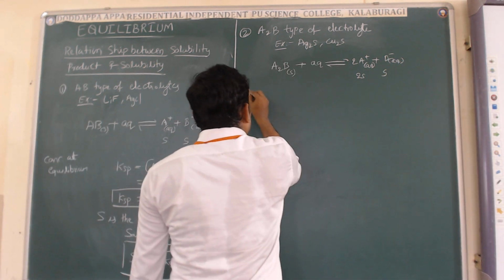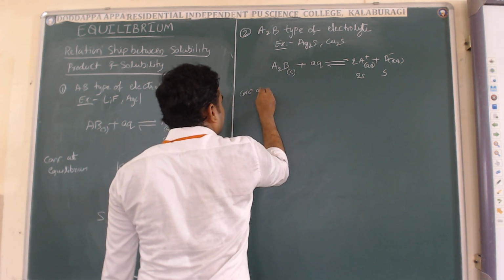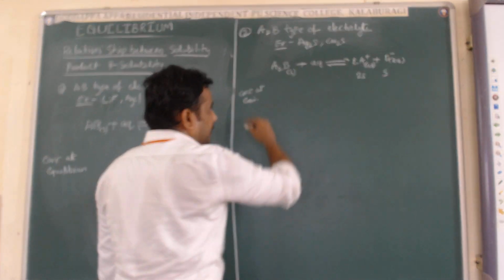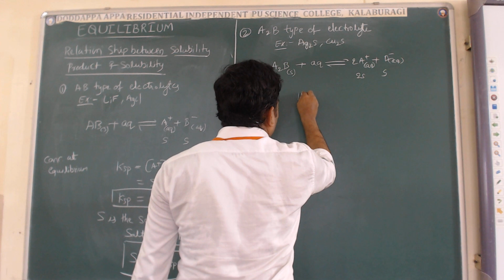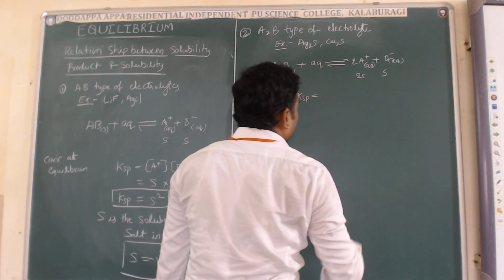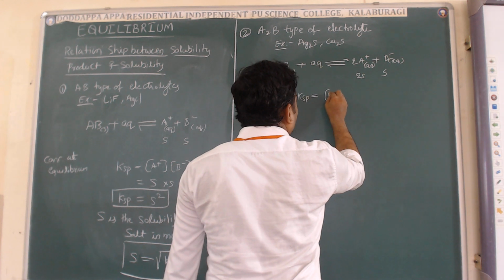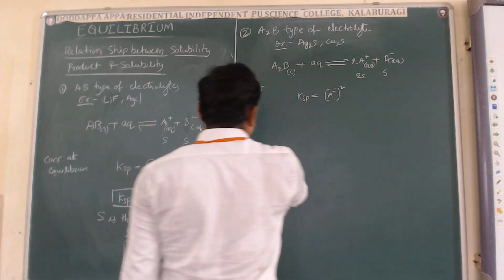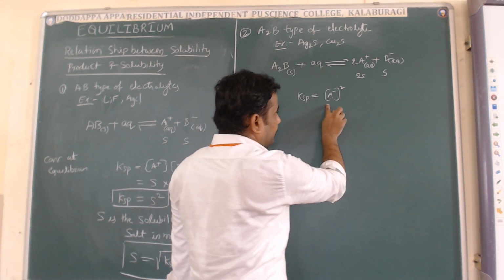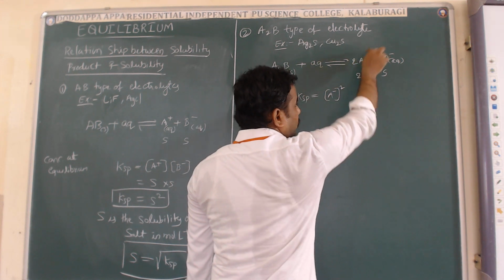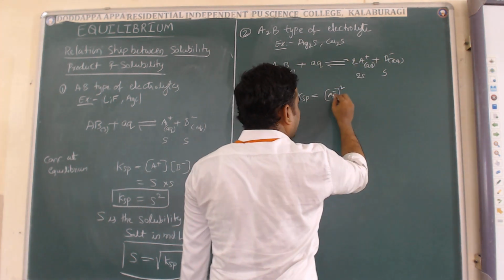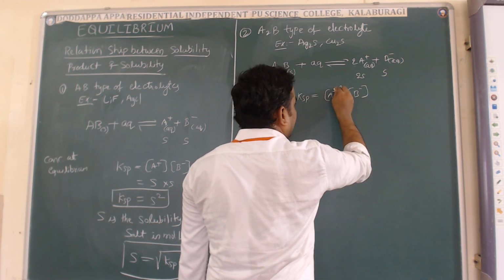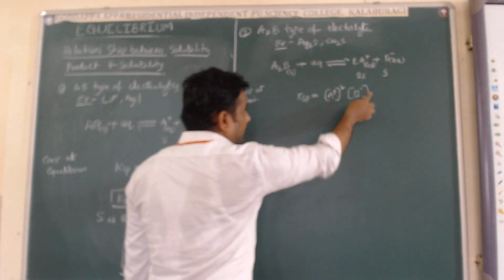Next one, concentration at equilibrium. What happens here? KSP is equal to A plus squared into B minus. I have told you this in the definition only: in the solubility product, each stoichiometric coefficient should be raised to the power. So what happens here? A plus squared into B minus, you have to write down.